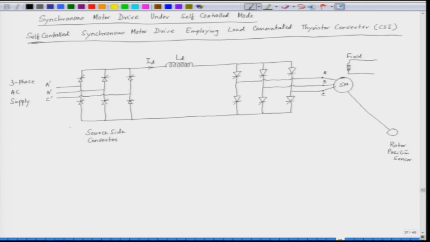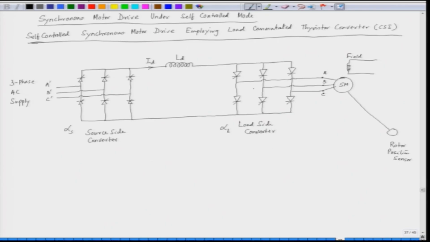This is triggered at an angle alpha s. So, the triggering angle of the source side converter is alpha s. This is the load side converter. The load is a synchronous motor, and the triggering angle of the load side converter is alpha L. Now, how do we trigger the load side converter?